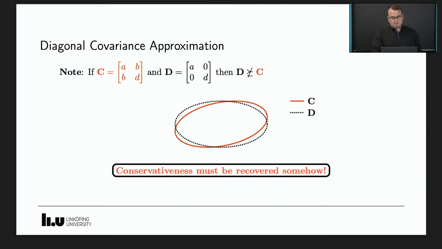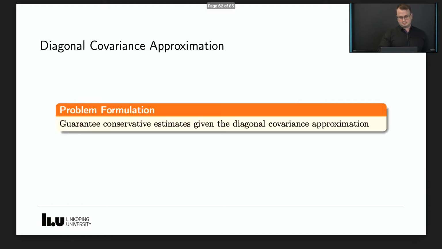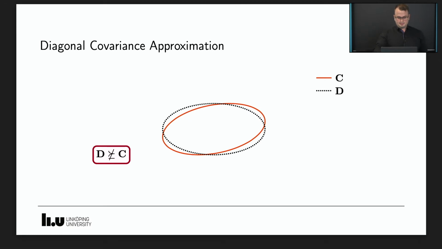So this means that we have to recover the conservative property of the estimates in some way. And this brings us to the problem formulation: to guarantee conservative estimates given the diagonal covariance approximation. For this purpose, a couple of methods have been proposed, which I will describe now.